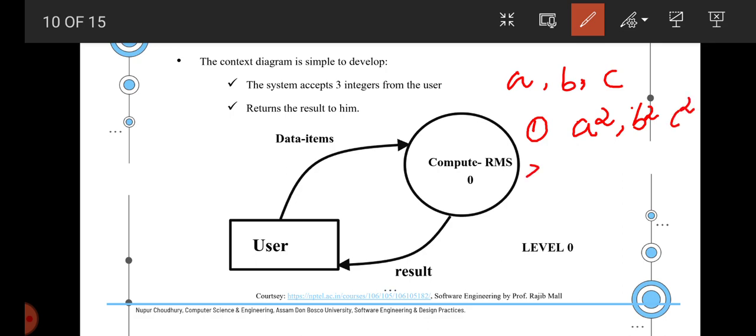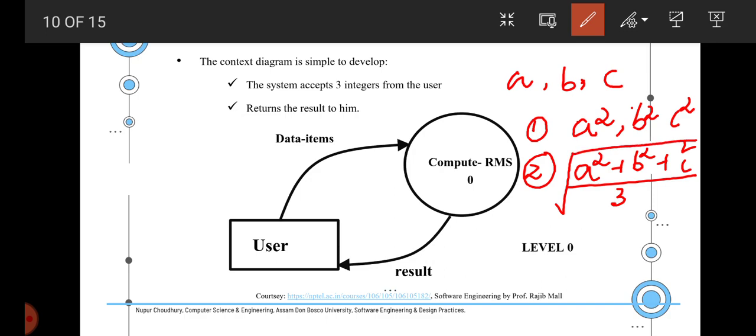The second step will be to find out the mean of the squares of these numbers. So the mean can be formed by a square plus b square plus c square divided by 3. And finally, in the third step, we need to find out the root. So this is the root mean square of A, B and C. So it involves 3 steps to compute the RMS of 3 integers.